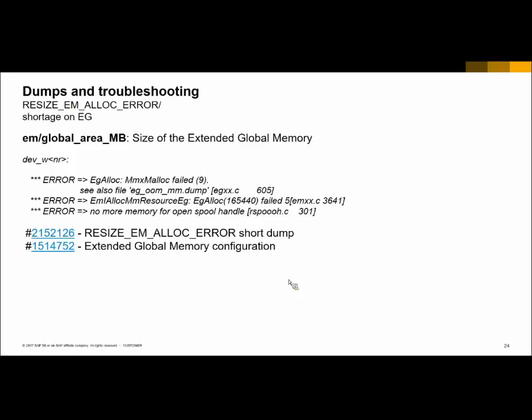In order to avoid the dump, you should increase the parameter em/global_area_MB. Note 1514752 recommends setting this parameter to 5% or 10% of the total extended memory size. Remember that you can monitor the usage of this EG memory area with the ABAP report RSMEMORY_EG_OVERVIEW during runtime.